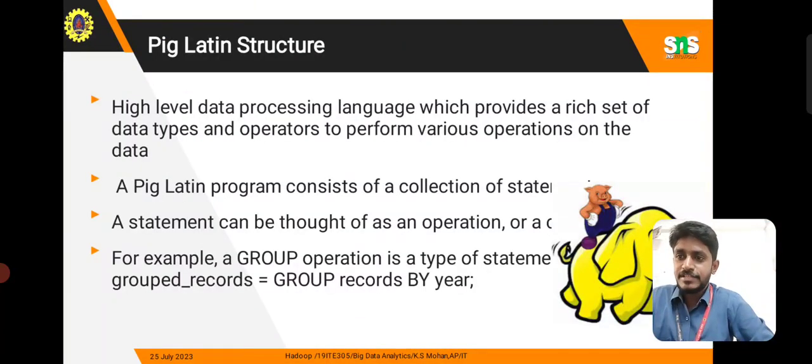So Pig Latin structure is a high level data processing language. We are coming to the conclusion. Pig Latin consists of a collection of statements. Statements can be based on an operation. For example, a group operation is a type of statement, such as group records by year. So these kinds of things can be seen in the Pig Latin structure.